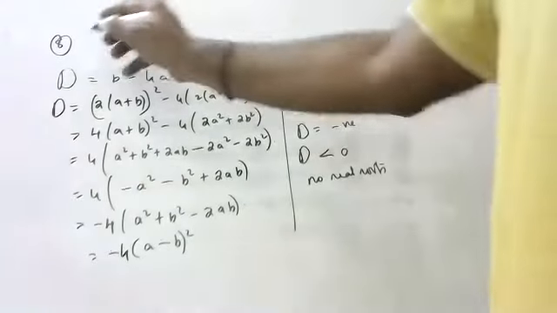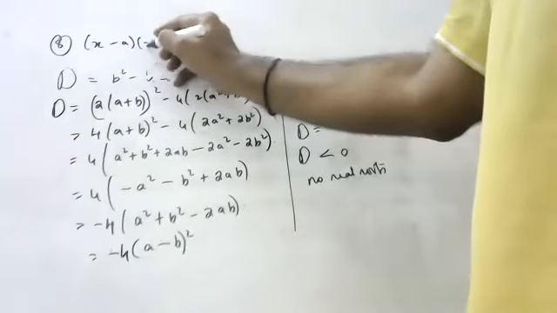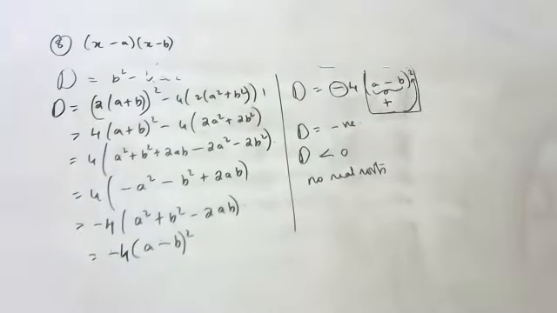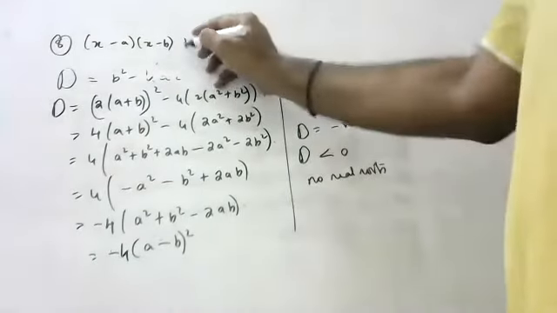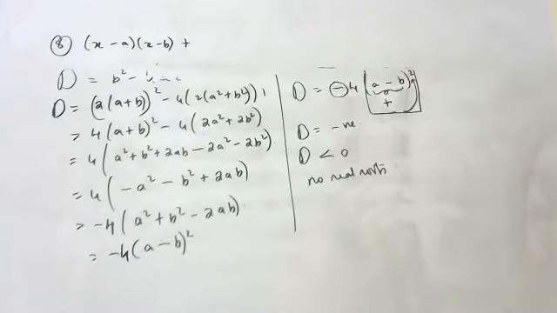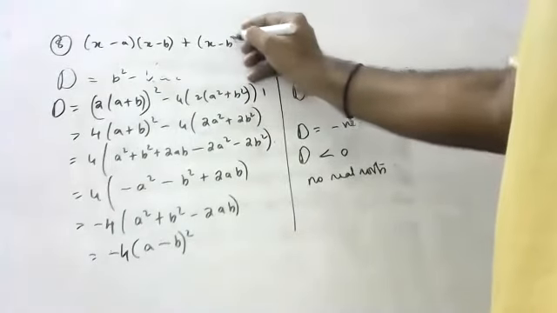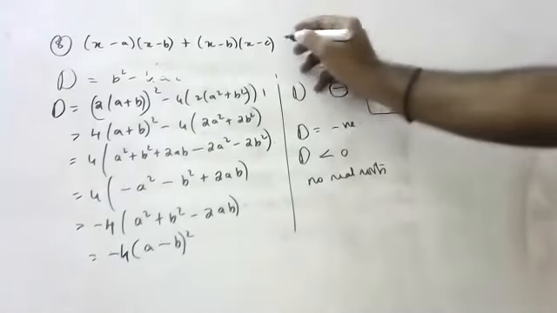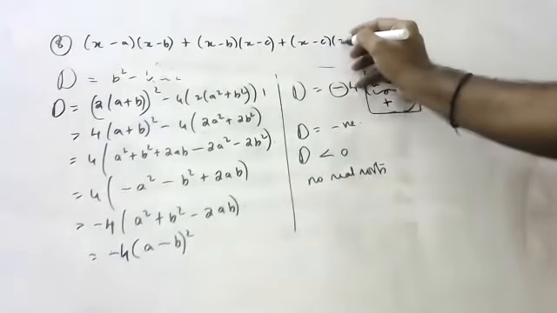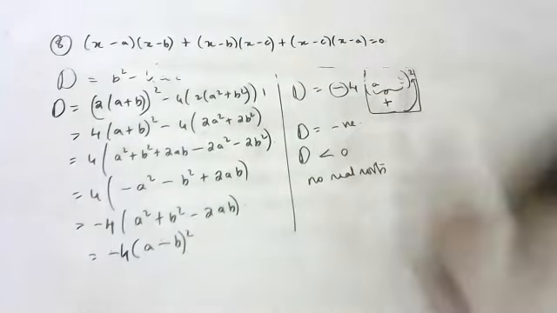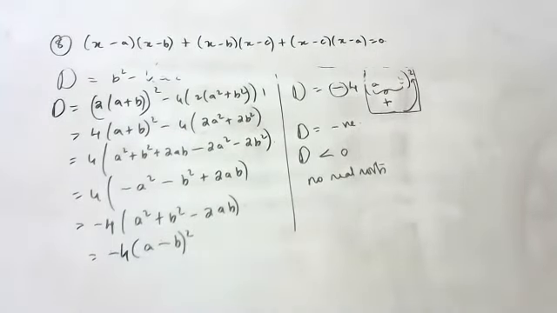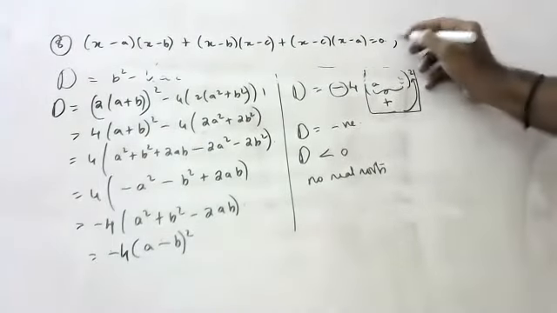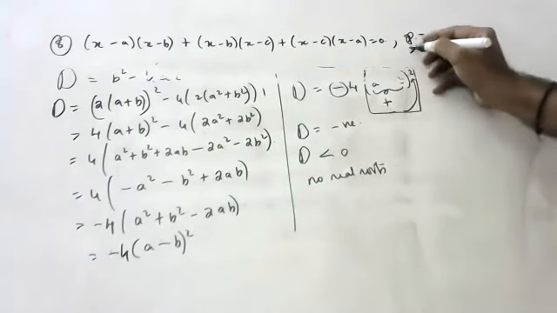Last question, children. (x minus a)(x minus b) plus (x minus b)(x minus c) plus (x minus c)(x minus a) is equal to 0. Prove that the roots are real. He's saying prove that roots are real.